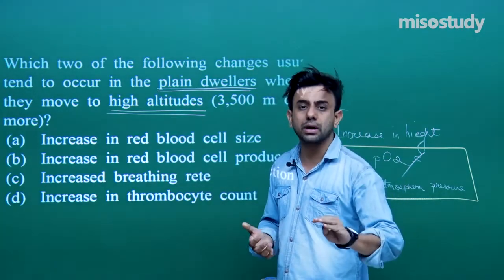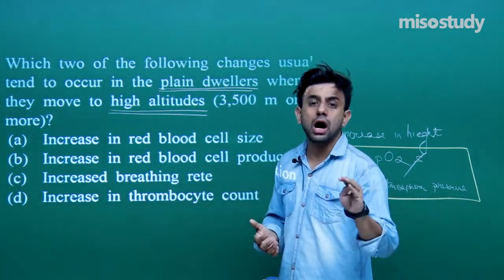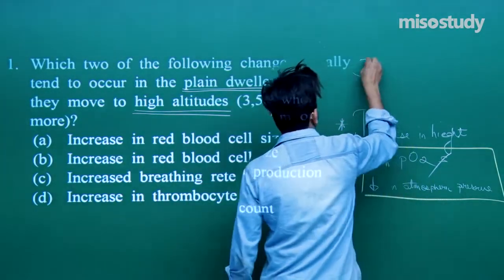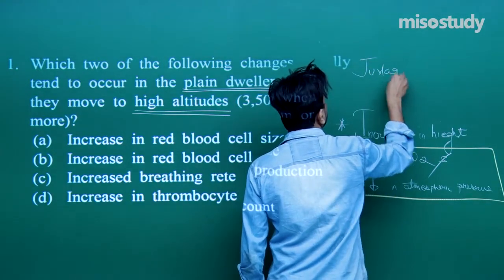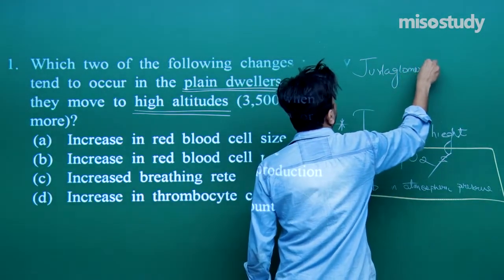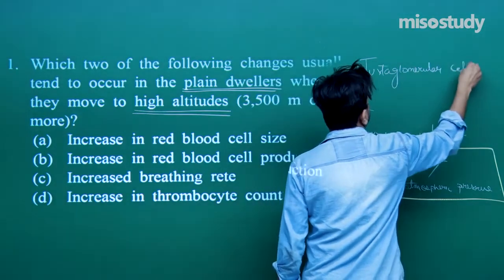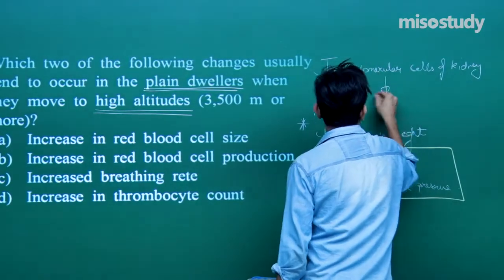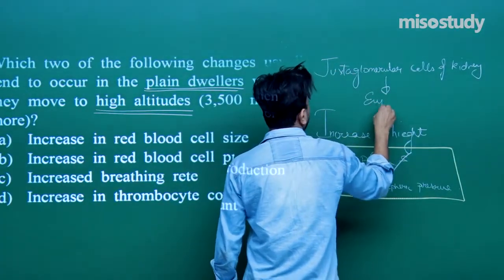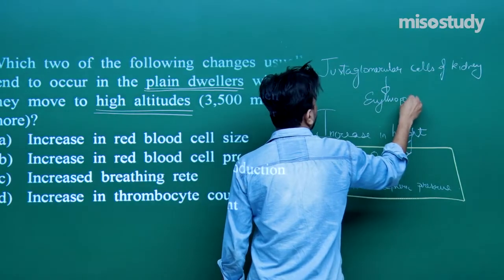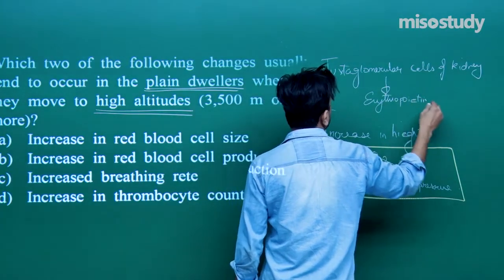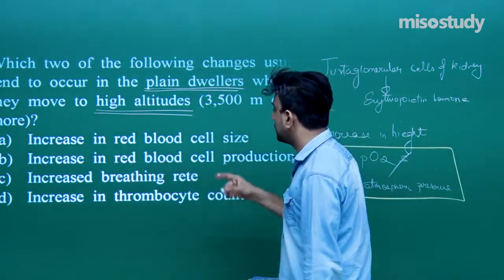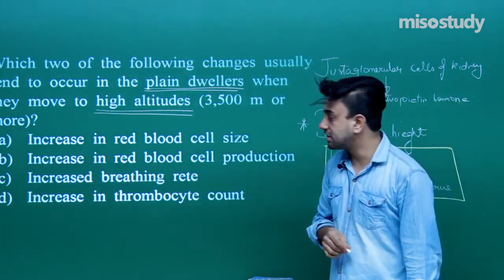So to overcome that deficit, how will that happen? More RBC, and how will the RBC increase? The juxtaglomerular cells of the kidney release a hormone called erythropoietin, which will bring about erythropoiesis. And also we will see that there will be an increase in red blood cell size.